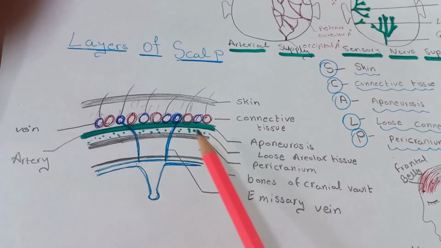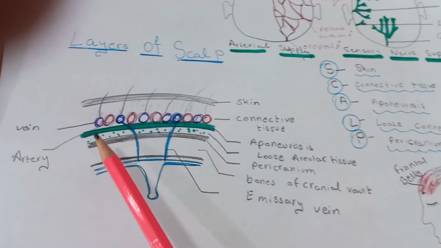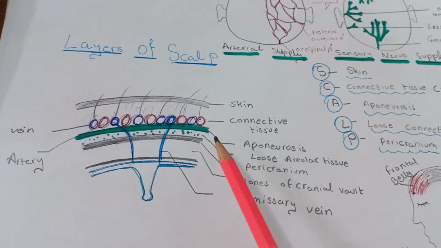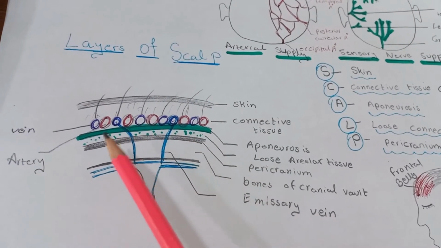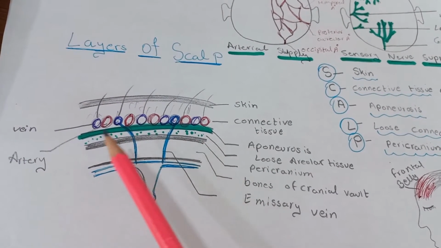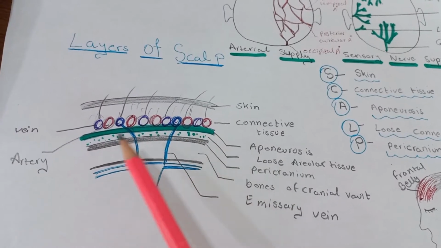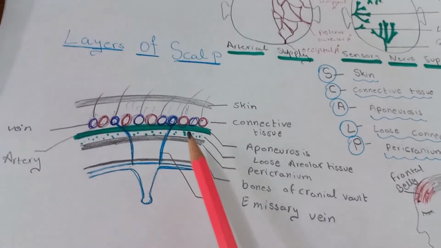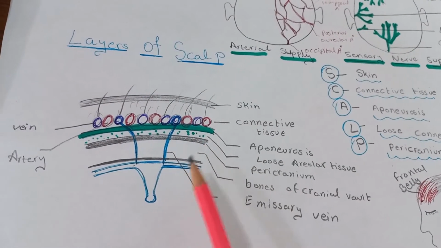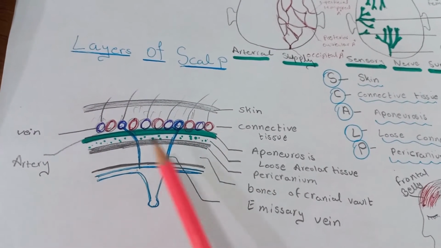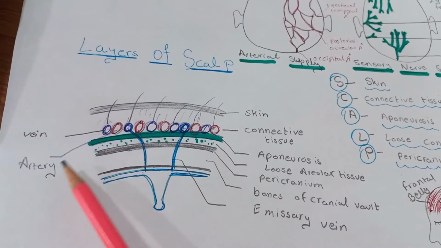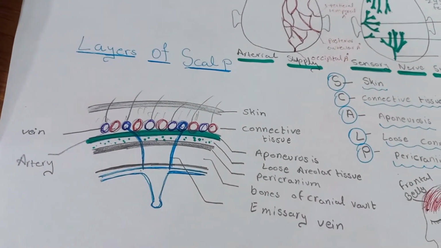Third layer is the aponeurosis layer. It is shown with a green dotted space. This layer is basically a thin sheet that unites the frontal and occipital bellies of the occipitofrontalis muscle. And laterally, this aponeurosis, which is also called the epicranial layer, continues with the temporal fascia.